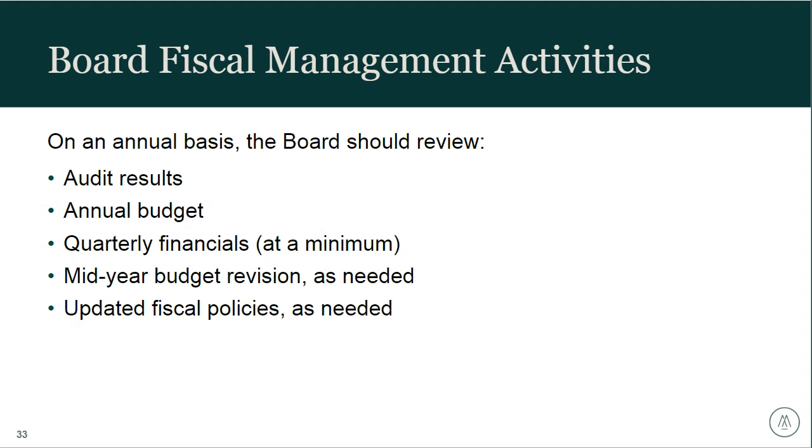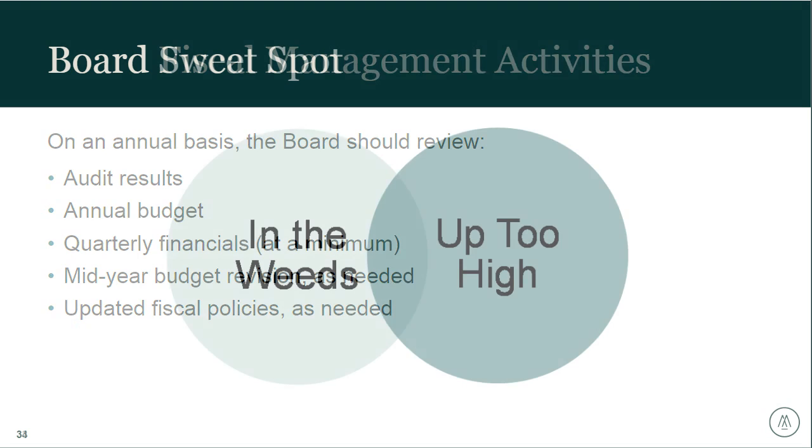So at a basic level, our boards have a fiduciary responsibility for our utility operations. They have this duty of care, right? So they should be looking at our audit results and our budget, at our financials, looking at our policies, things like that. What's also important is that the board is engaged at the right level.